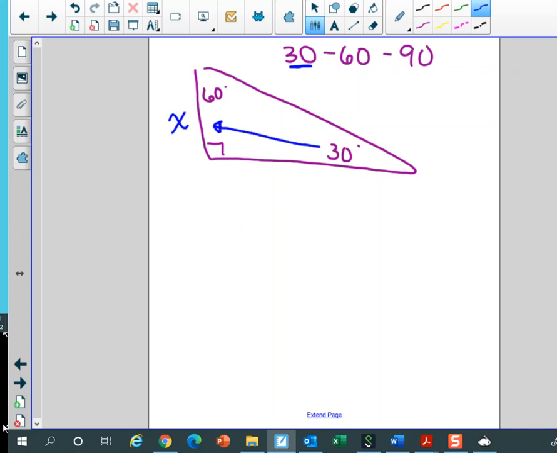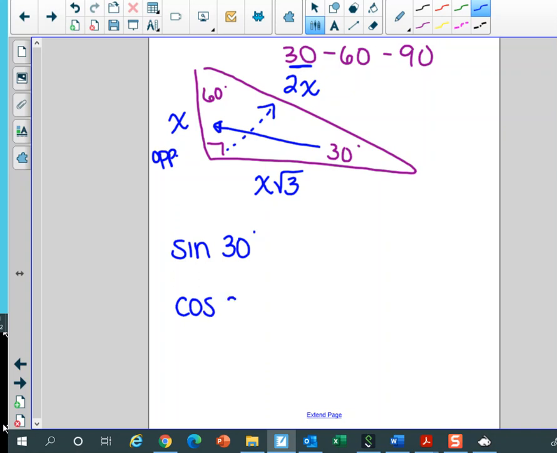If the 30 side is x, and that's our opposite, our hypotenuse has to be 2x, and our other leg has to be x square root of 3. So take a minute and write me these ratios. What are the sine and cosine and tangent going to be focusing on the 30-degree angle? So if the 30-degree angle is our focus, x is opposite.